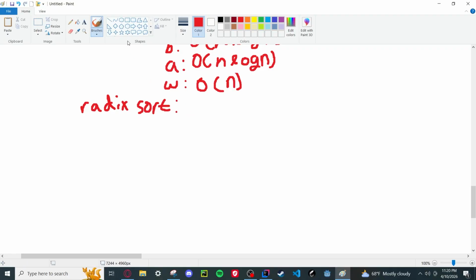Radix sort is you just sorting by your least significant digit to your most significant digit. That's it. You can do one sort with your least significant, then your next least significant, then your next, all the way till you get to your most significant, and that's it.